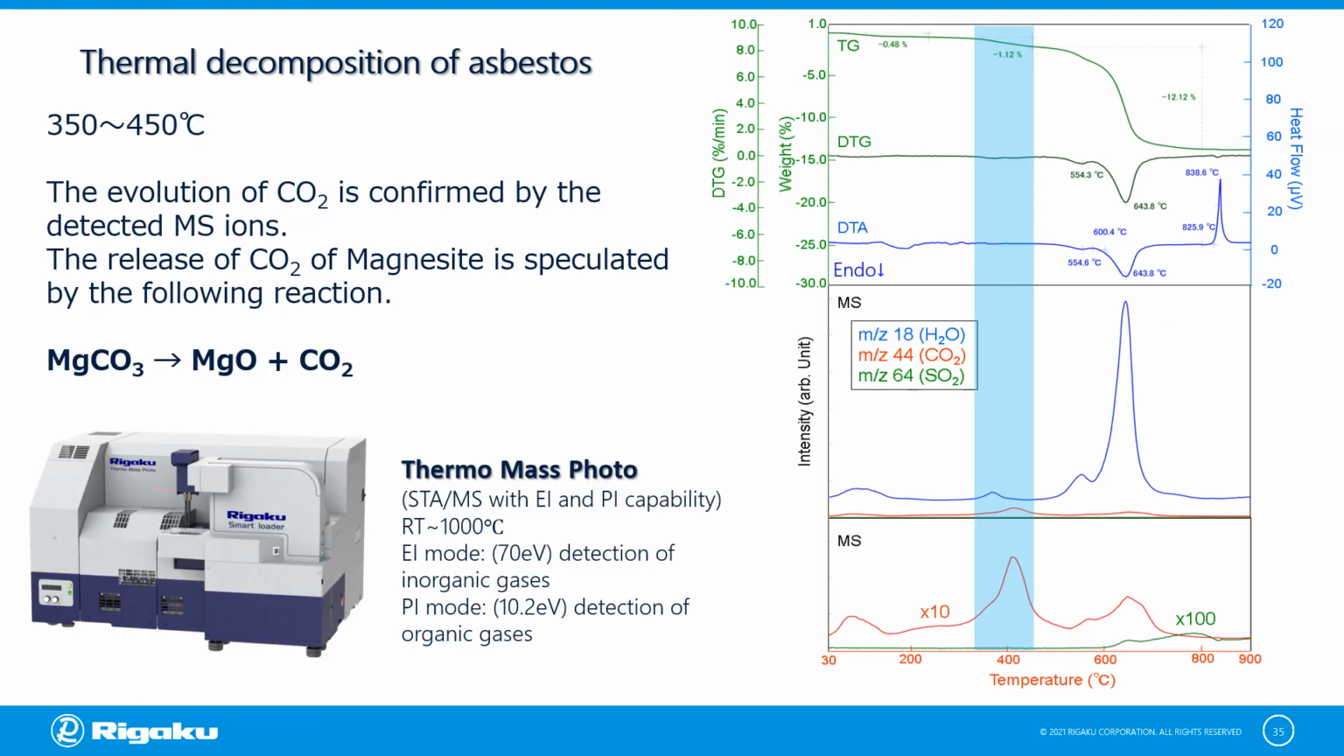Now let's focus on the colored area around 350 degrees centigrade to 450 degrees centigrade. The evolution of carbon dioxide is confirmed by the detected MS ions corresponding to 1.12% mass loss. The release of carbon dioxide from magnesite is speculated through the reaction shown on the slide, where magnesium oxide is formed while carbon dioxide is evolved.